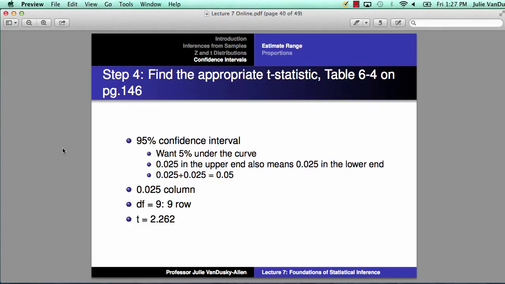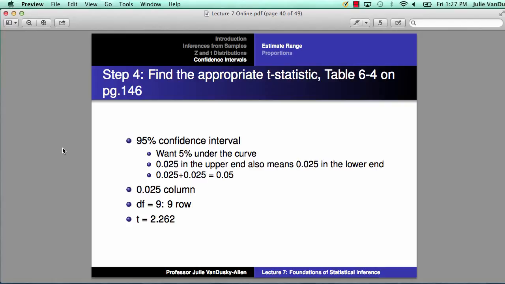So if we want a 95% confidence interval, we want 0.05 under the curve. So we would want to look at the 0.025 column as it indicates 0.025 in the upper end and in the lower end of the curve for a total of 0.05 under the entire curve. So we use the 0.025 column and the 9 row. The t-value that corresponds to the 0.025 column and the 9 row is 2.262.